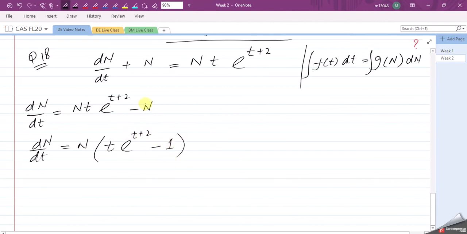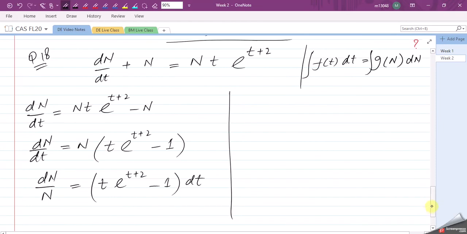Yes, this should be 1, not 0. Remember that. Now this n is multiplied with the expression in the bracket. We can move this n down here. Multiplied here, divide on this side, equals t e power t plus 2 minus 1. Keep the bracket on because dt is multiplied with both of them outside here.